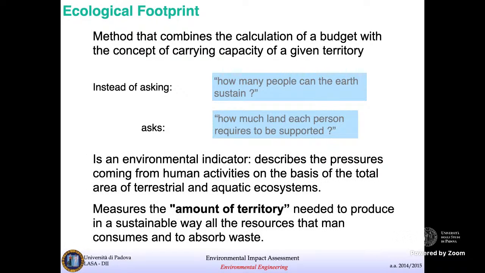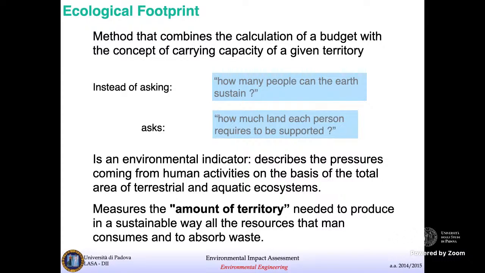It is an environmental indicator, the ecological footprint, that describes the pressures coming from human activities on the basis of the total area of terrestrial and aquatic ecosystem. So it is a measure of the amount of territory that is needed to produce in a sustainable way all the resources that man consumes and to absorb all wastes.